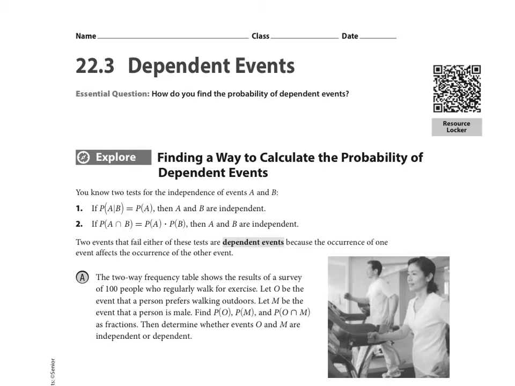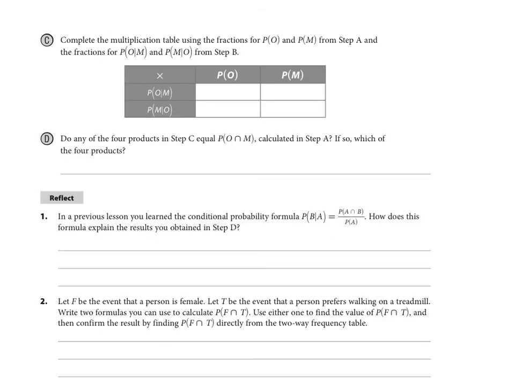However, if we fail either of these tests, then we have what are called dependent events, and that is where the occurrence of one event affects the occurrence of the other event. Okay, so let's go to the next page. And I'm on page 1166 now.